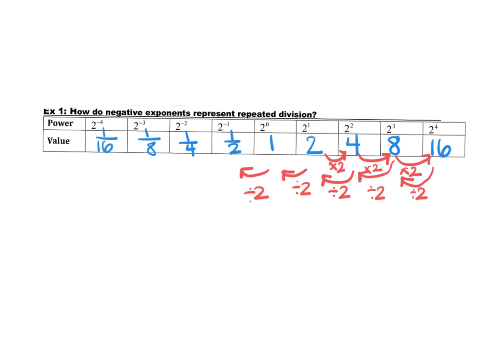So notice, when I had 2 to the first power, I had 2, but when I had 2 to the negative 1 power, I had 1 all over 2. It's like I have the reciprocal of it. When I have 2 squared, I have 4, but when I have 2 to the negative 2 power, I have 1 all over 4, and so forth.